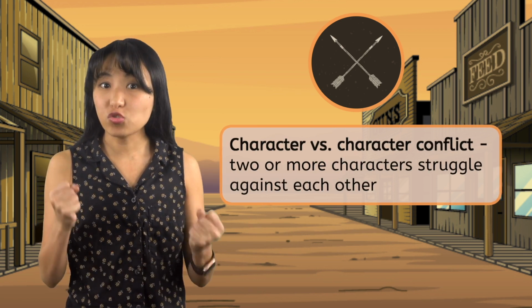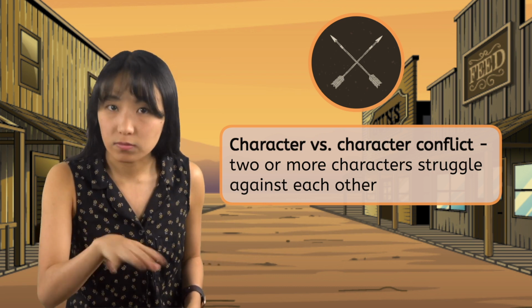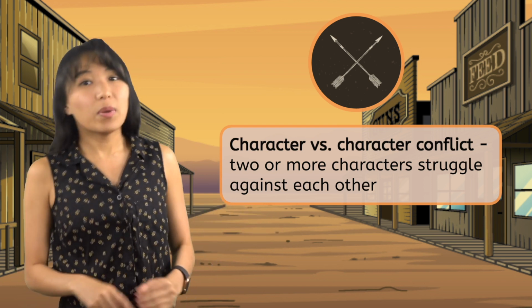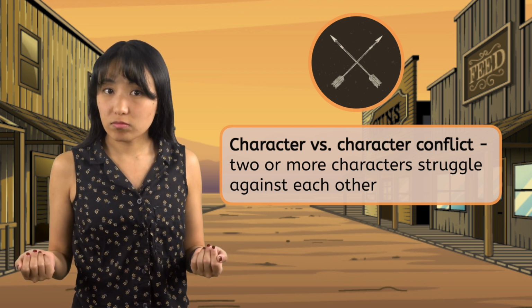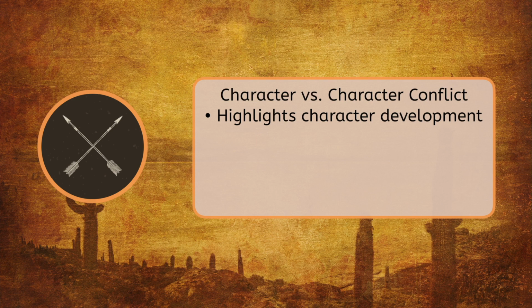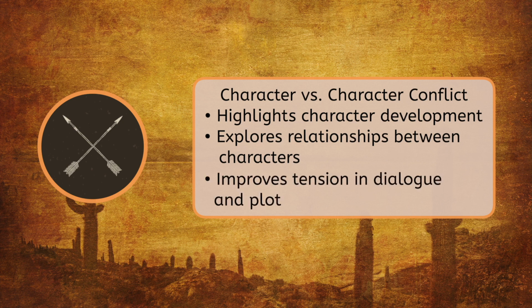Two or more characters struggle against each other. This might be the protagonist, or main character, versus the antagonist, or villain, but it might also be a clash between friends or family members. This sort of conflict not only highlights how different characters develop throughout the story, but also helps us explore the relationship between them. Think tense dialogue, dramatic action, epic duels, and heartbreaking betrayals.